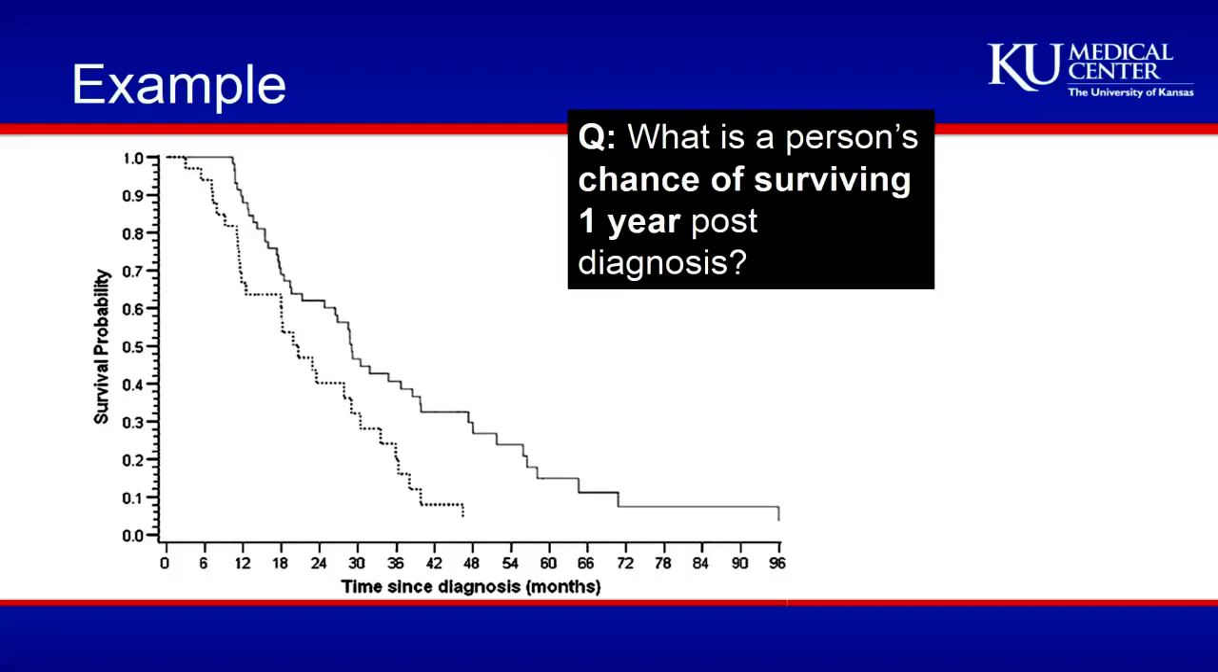So we can't apply the usual methods. We shouldn't apply t-tests to that kind of data, and we shouldn't apply chi-square tests to that kind of data either.